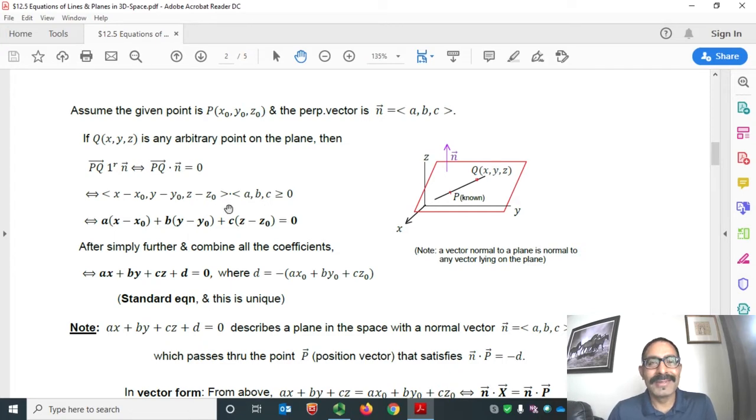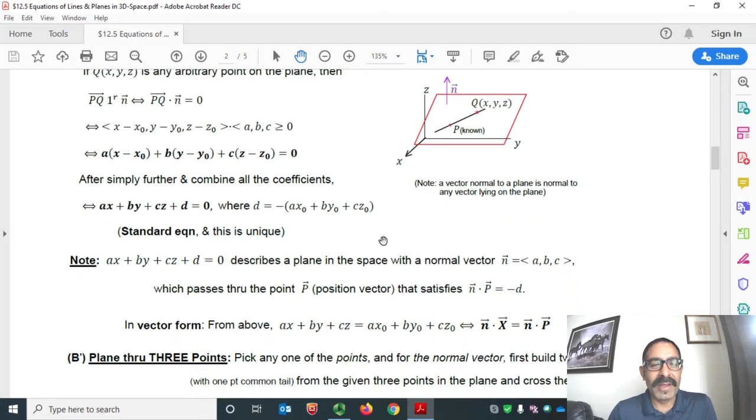To take a dot product, we multiply the corresponding components of the vectors and add them. So a times (x minus x0) plus b times (y minus y0) plus c times (z minus z0) equals 0. After simplifying, that is, expanding and rearranging the terms, this gives us ax plus by plus cz equals d, where d is the negative of (ax0 plus by0 plus cz0). I hope this makes sense to you all, and this is the standard equation of a plane.